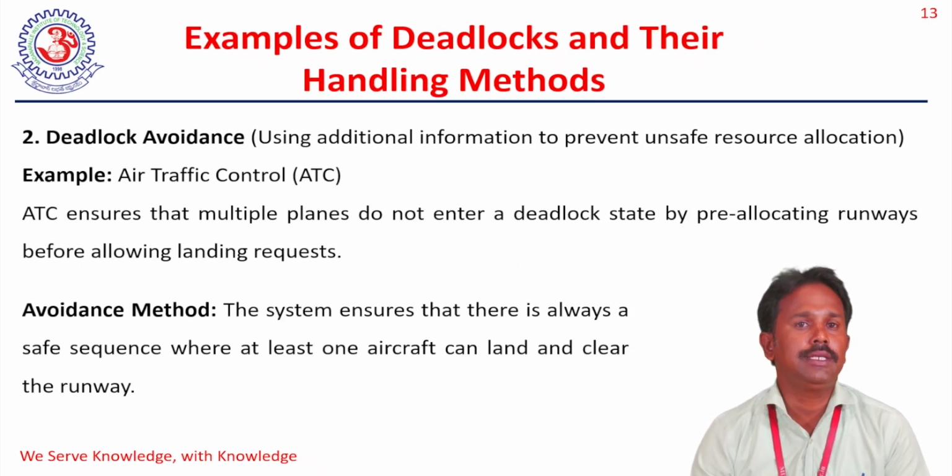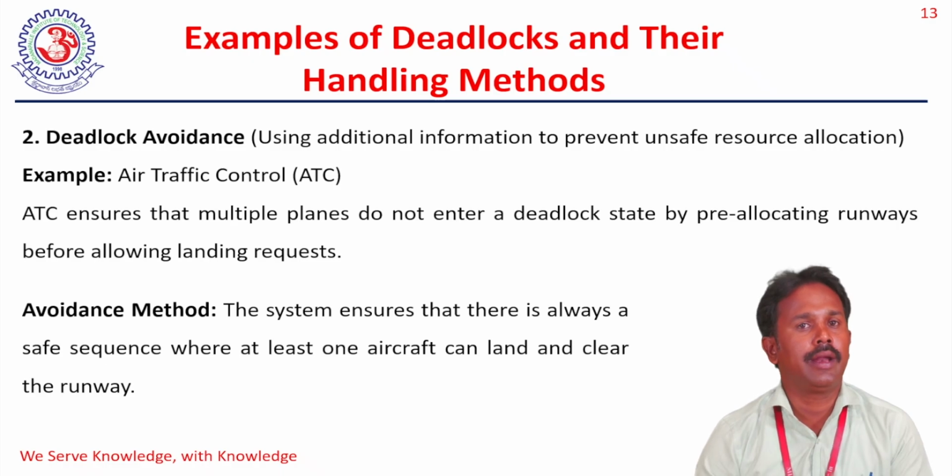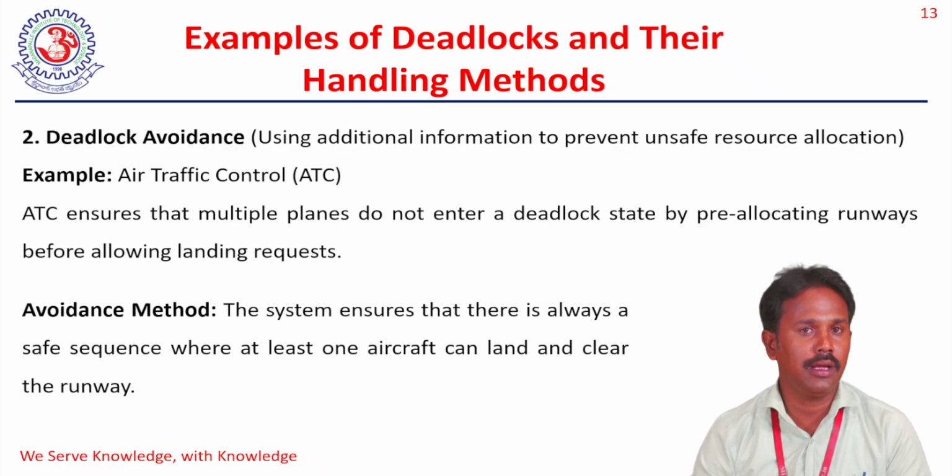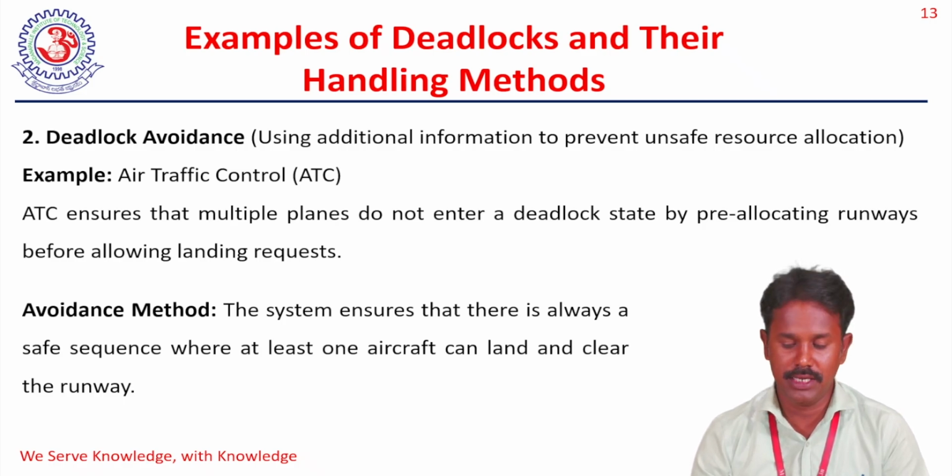The second method is deadlock avoidance. Some real-time examples for the deadlock avoidance method: air traffic control. Air traffic control ensures that multiple planes do not enter a deadlock state by pre-allocating runways before allowing landing requests. How to avoid: the system ensures that there is always a safe sequence, which means at least one aircraft can land and clear the runway, using additional information to prevent unsafe resource allocation.